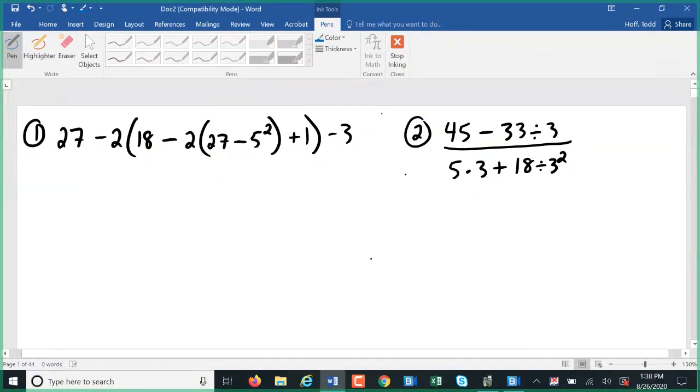Let's take a look and see how you're doing. I realize some of you might not be completely done yet. But for the first one here, we have enclosing symbols. There's more than one, so we do left or right. So we're going to start with this one here.